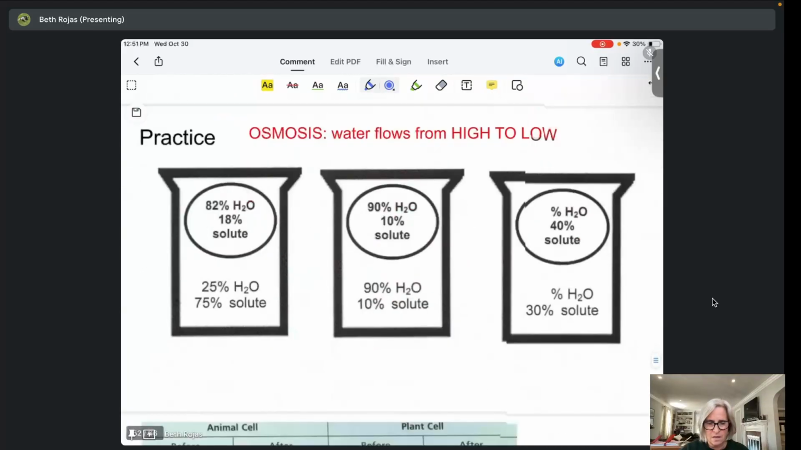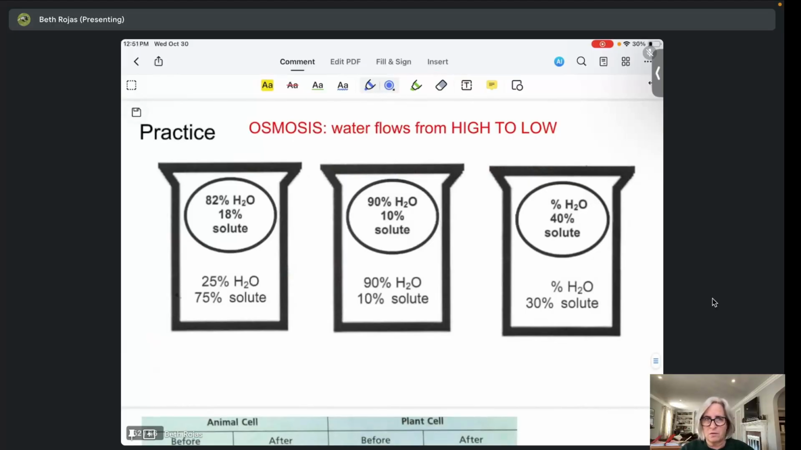Okay, so you guys have a Google form that you're about to take, and I'm just going to go over how to approach these models, okay? So here we have this circle is supposed to be a cell, and then it's surrounded by some kind of solution, okay? So what you always want to think about is that you're only comparing the amount of water inside the cell to the amount of water outside the cell.